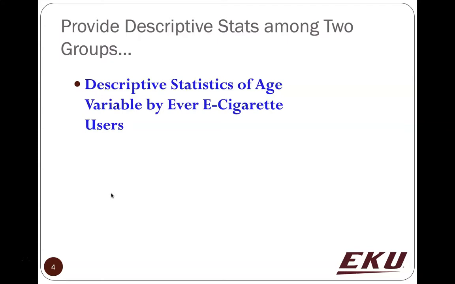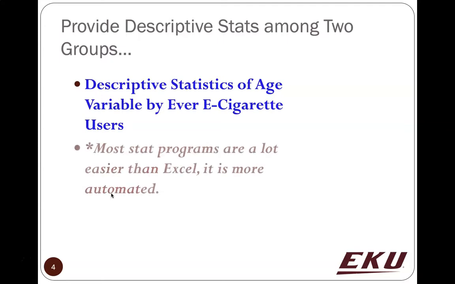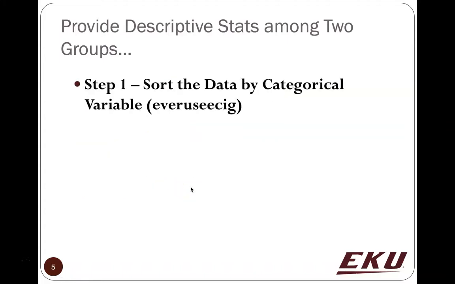In this first example we're going to go through, we're going to do the descriptive stats again among two groups to get us started. Descriptive stats are going to be done here for an age variable, where we have data for people who were e-cigarette users or never e-cigarette users from a university population, and we'll break them into groups. So the first step will be to sort the data by the categorical variable.